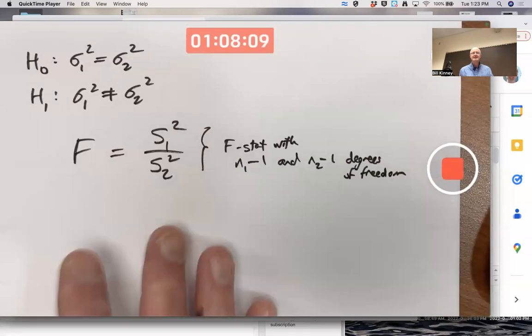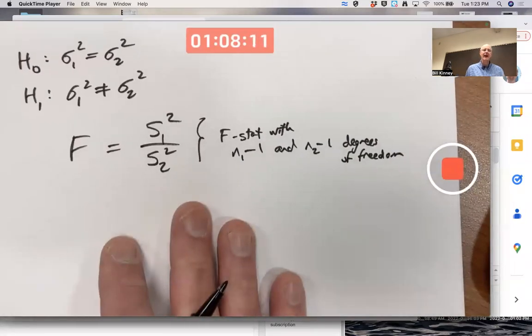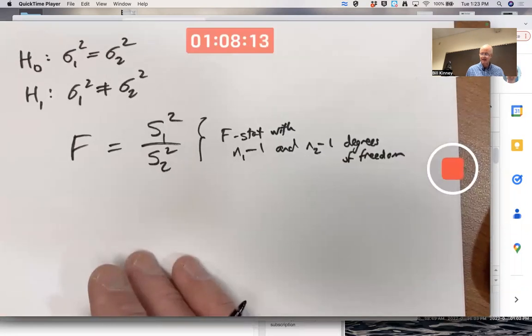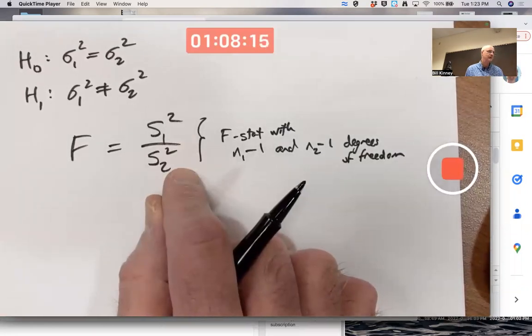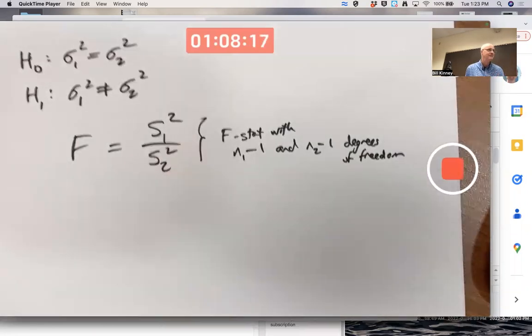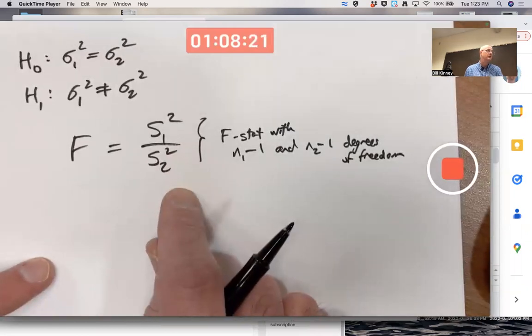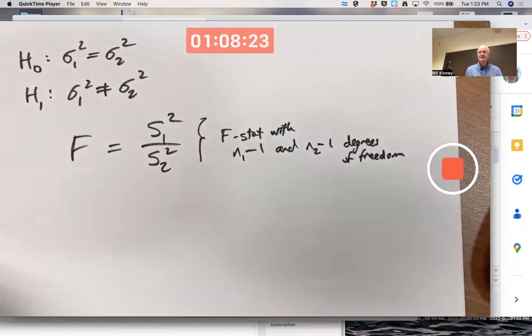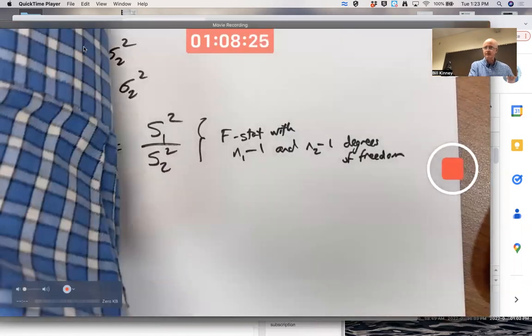You do try to set this test up in such a way that after you've gathered the data, s1 squared is bigger than s2 squared. You try to set things up that way, so you can focus on values of this that are bigger than one. Does that happen with our example here? I don't know.